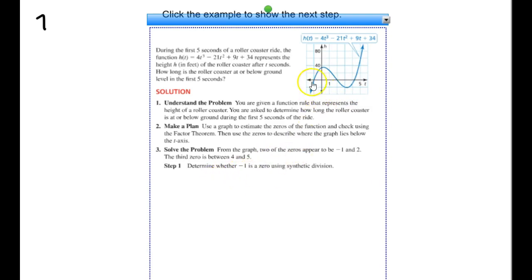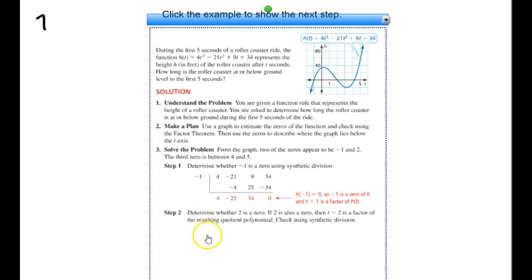So first I'm going to try negative 1 and see if that works using synthetic division. So I pull out my negative 1, right? 4, negative 21, 9, 34. So once I do my synthetic division, I end up with 0. So yes, this does work, and t plus 1, right, becomes my factor.